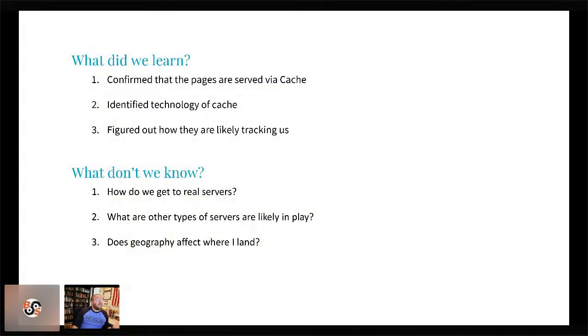Which is a lot, right? We learned on one request that my assertion about the cache is true. We identified a technology of a cache. We figured out how they're likely tracking it. We don't know how yet to get to real servers, right?